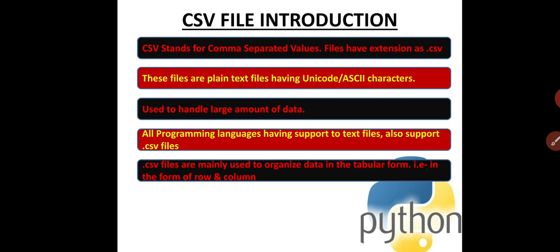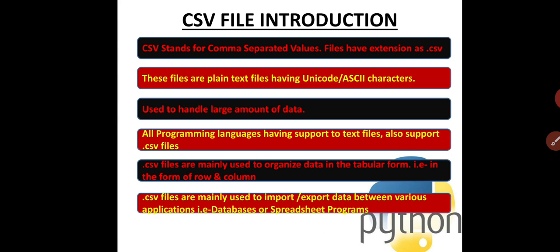CSV files are mainly used to organize data in tabular form, in the form of rows and columns. The tabular form data you have seen in Excel, where rows and columns are there, or you have seen in databases, where the data is kept in the form of rows and columns in tables. So in a database we create tables, and those tables organize data in rows and columns. In a similar fashion, if you want to organize data using Python text files, CSV files are especially used for organizing such kind of data.